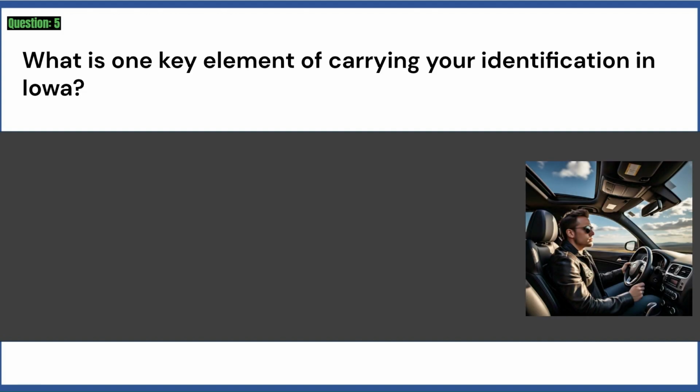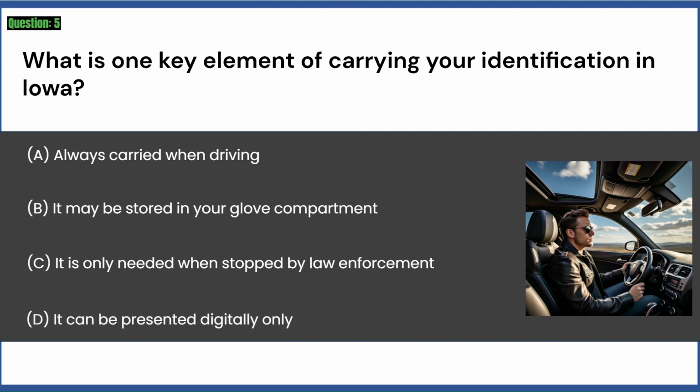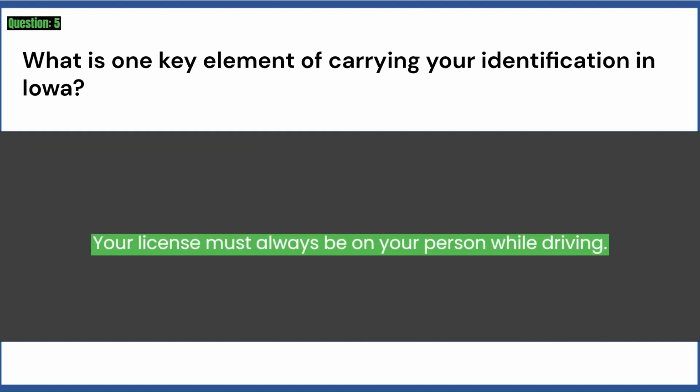What is one key element of carrying your identification in Iowa? A. Always carried when driving. B. It may be stored in your glove compartment. C. It is only needed when stopped by law enforcement. D. It can be presented digitally only. Answer, A. Your license must always be on your person while driving.